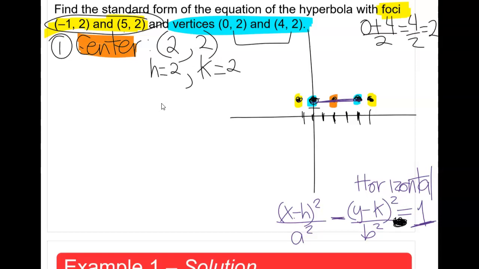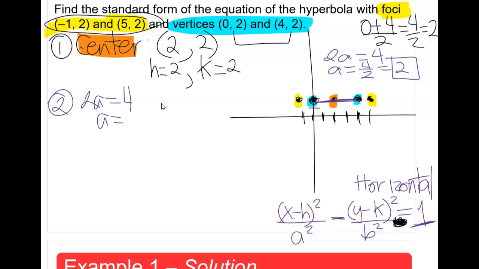So let's go ahead and find a. Remember that 2a is the distance between the two vertices. So 2a is equal to 4, and so a is equal to 4 over 2, which is 2. So now we have another thing. We have that a is equal to 2.